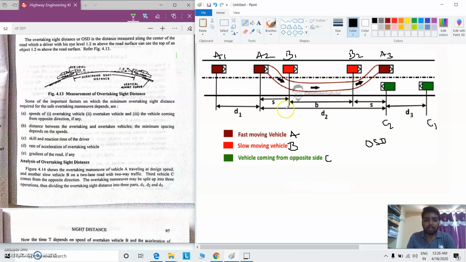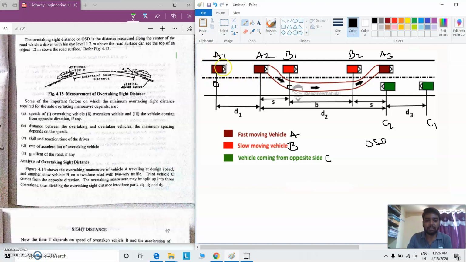Here the factors considered are, first, the speed of the overtaking vehicle, the overtaken vehicle, and the vehicle coming from the opposite direction. Next is the distance between the overtaking vehicle and the overtaken vehicle, considered from this point to this point at the initial stage, because the second position of vehicle A is not there initially.